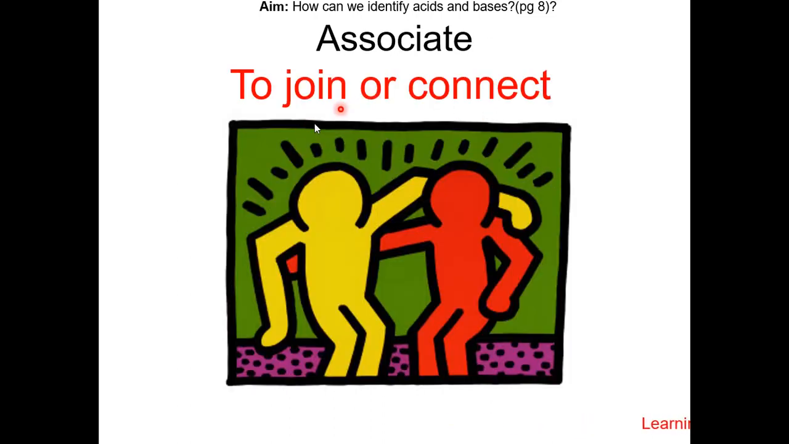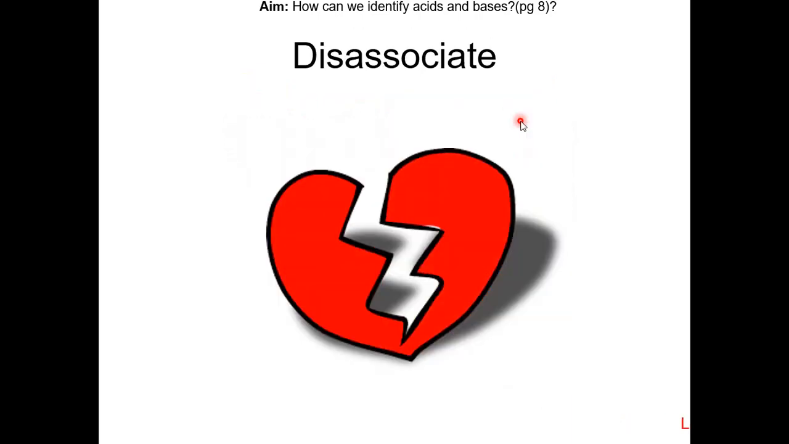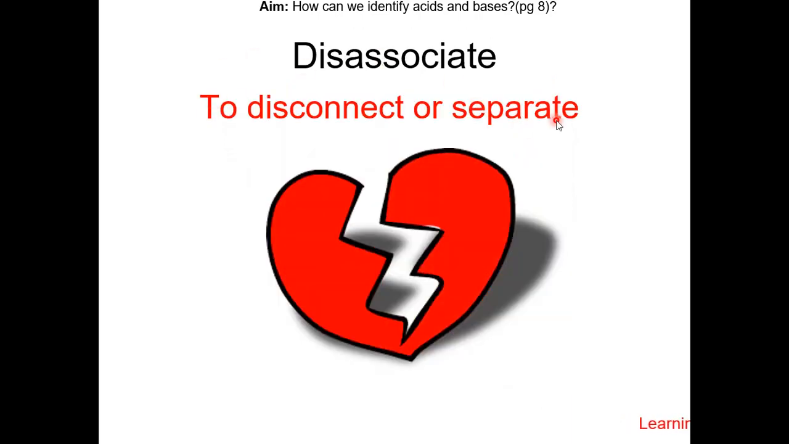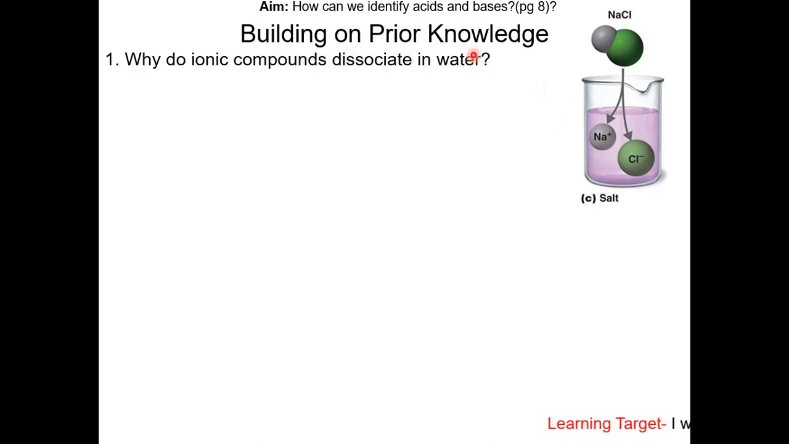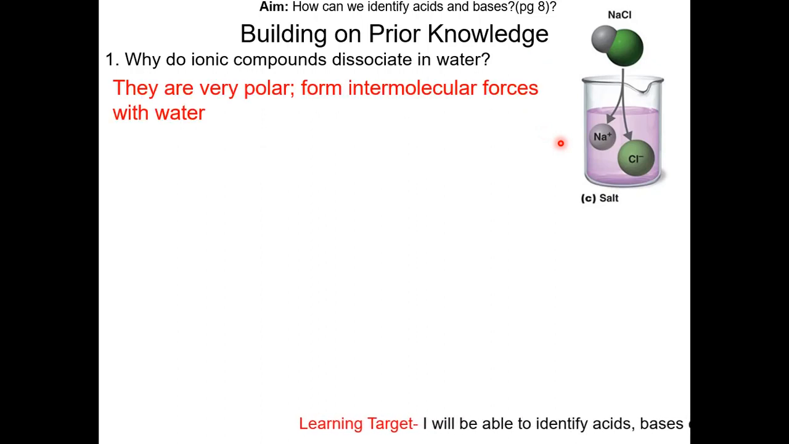Associate means to join or connect. Dissociate means to disconnect or separate. Building on prior knowledge, why do ionic compounds dissociate in water? So here's a diagram showing NaCl, which is an ionic compound, dissociating or breaking apart in water. This is because ionic compounds are very polar.